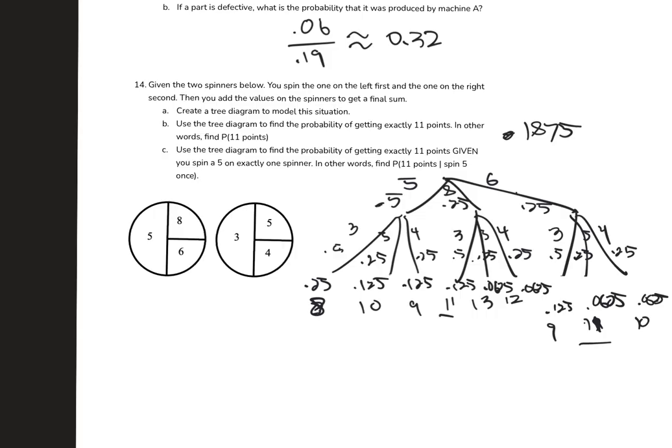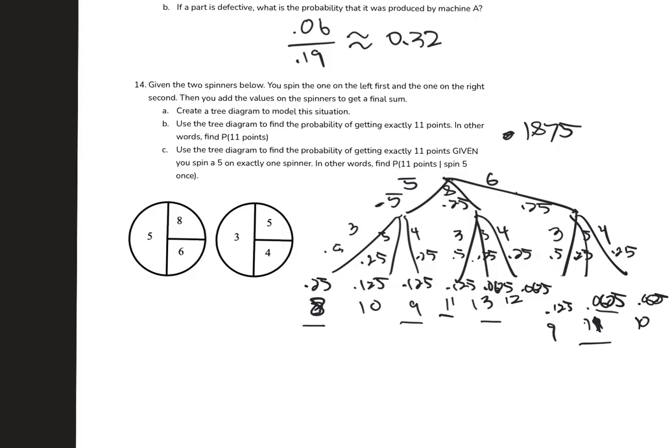Okay, now we are asked, what's the probability that, given that we spin a 5 on exactly one spinner, what's the probability of getting 11 points? Okay, so the probability of spinning a 5 on exactly one spinner. So we have, of all those possibilities, that would be a 5 and a 3, a 5 and a 4, an 8 and a 5, and a 6 and a 5. So we have to add all those together.